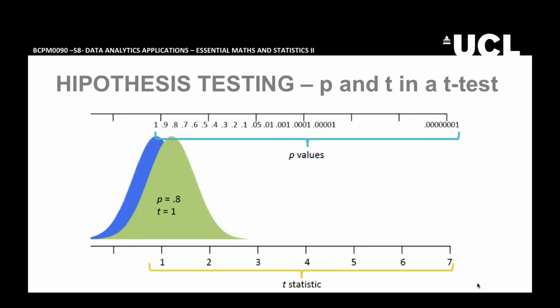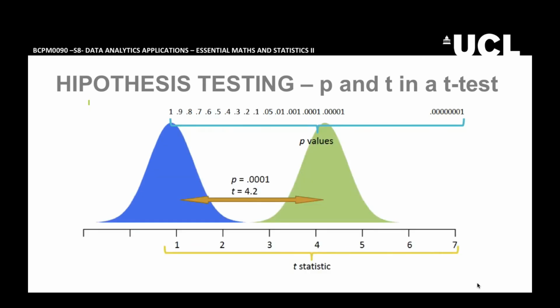Here you can understand graphically the relation between t and p. You can see that here the means of the two groups are quite close, so the value of t is small and the value of p is close to 1. Like for example, t being 1 and p being 0.8.